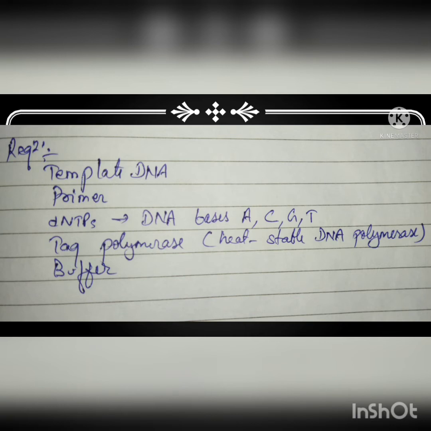What are the requirements for PCR? We require template DNA, which is used for the amplification, and we require primer, which can bind to the DNA template, and dNTPs, which are the DNA bases adenine, cytosine, guanine, and thymine, which can bind to the DNA template. For the extension, we require Taq polymerase, which is an enzyme isolated from a heat-stable species. It has the capability to tolerate high temperature, and we require buffer for pH maintenance.